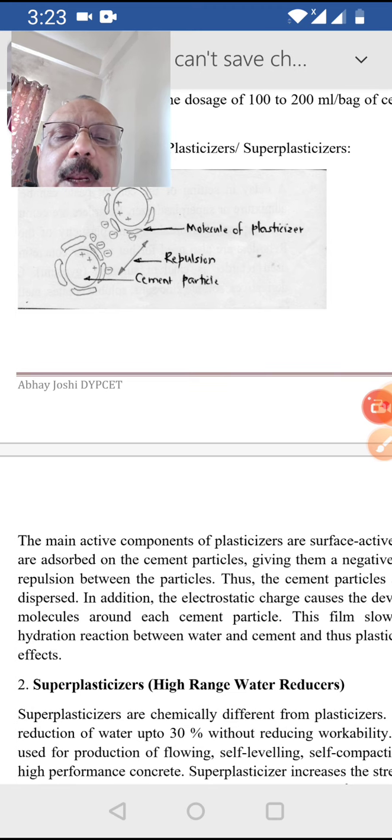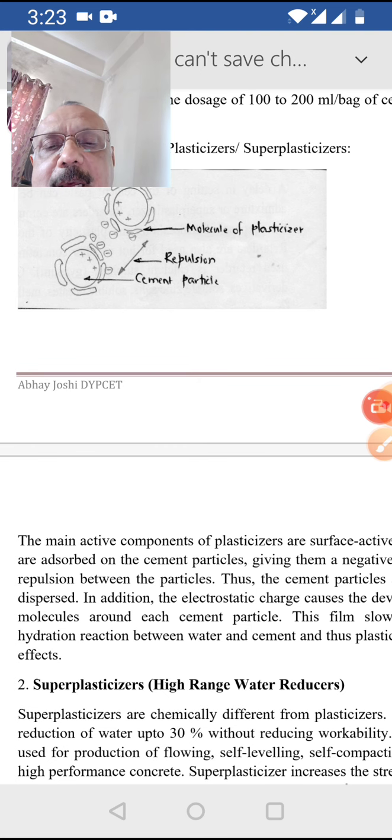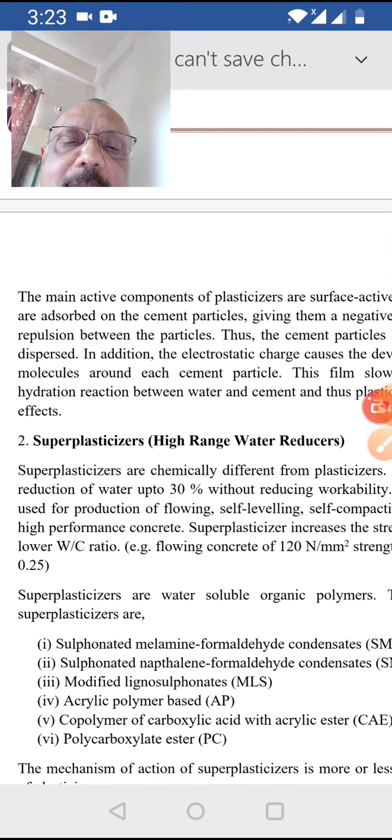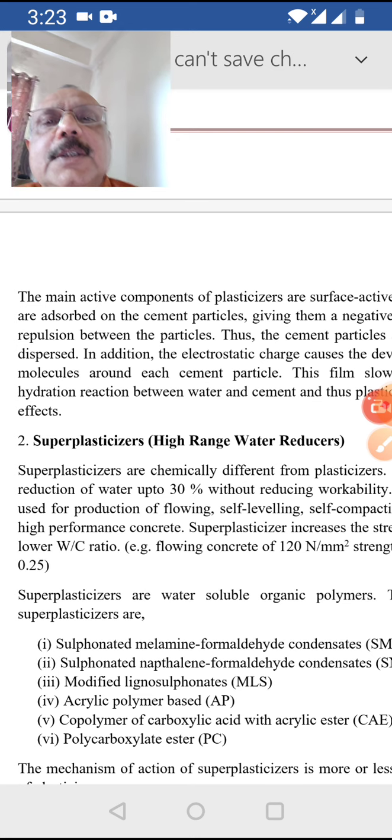Now this film, the molecular film which I have shown, is basically formed on the surface of the cement particles. This film around the cement particles slightly reduces or slows down the hydration reaction between water and cement particle, and thus these plasticizers give some retarding effects. So they are also acting as some type of retarder. Retarding means delaying the setting action.